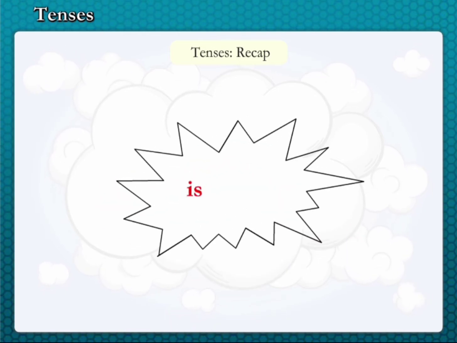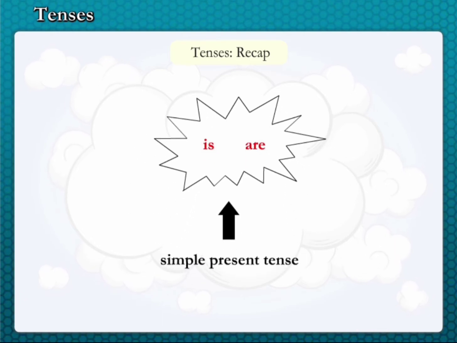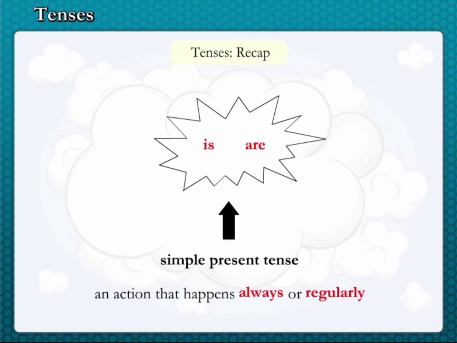The words is and are are used to show the simple present tense. When do we use the simple present tense? We use the simple present tense when we are talking about an action that happens always or regularly.